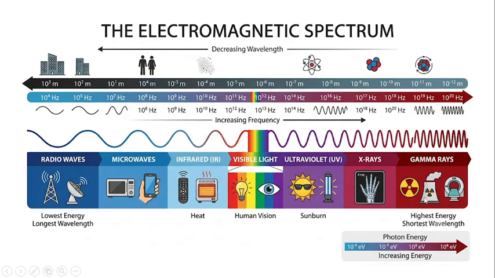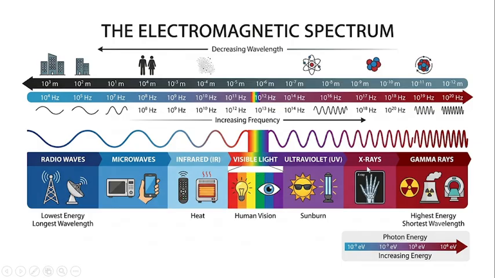So here the rightmost electromagnetic radiation type, that is gamma rays, has the highest energy because it has the highest frequency. So highest frequency, highest energy, and shortest wavelength belong to the gamma rays. And on the leftmost side you can see the radio waves, which have the lowest energy as they have the lowest frequency and longest wavelength, or we can say highest wavelength. And in between you can see multiple other radiations also.